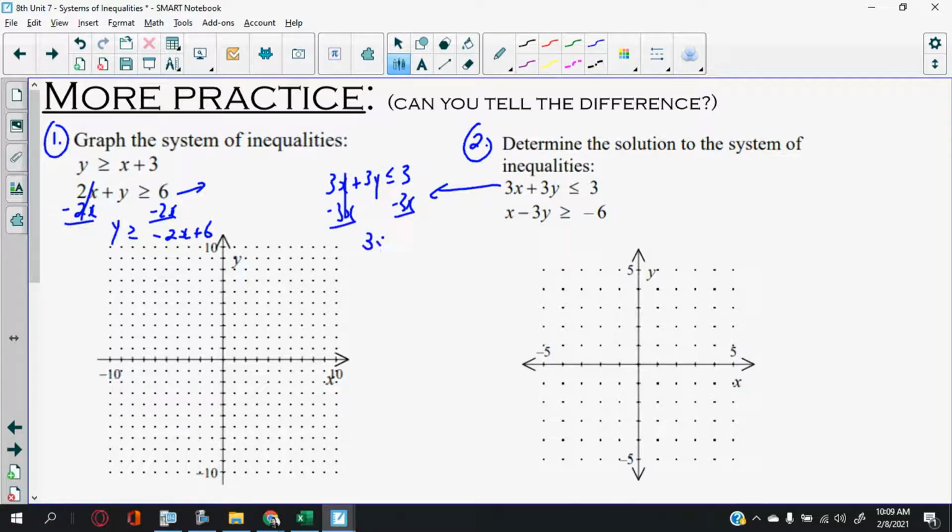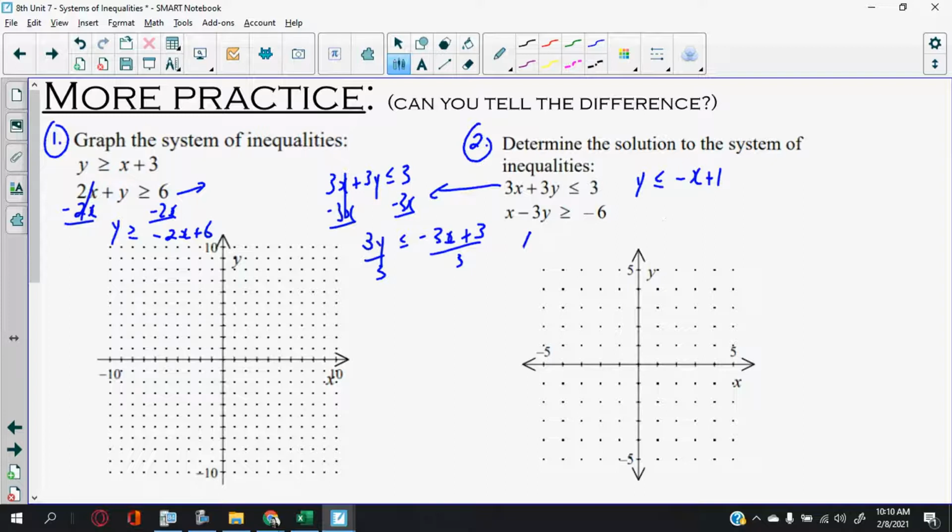Alright, so this is negative 3x plus 3. Now I don't want 3y, I just want y. So here I'm gonna write the new equation here. So that's y is less than or equal to negative x plus 1.